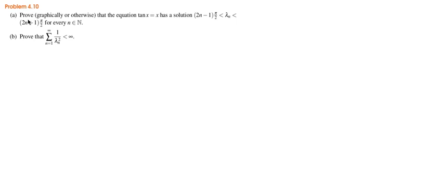Problem 4.10a. Prove graphically or otherwise that the equation tangent of x equals x has a solution, lambda sub n, between these two numbers, (2n minus 1) times pi over 2 and (2n plus 1) times pi over 2, for every natural number. Okay, so I could try and draw this by myself, but this is going to be a disaster.